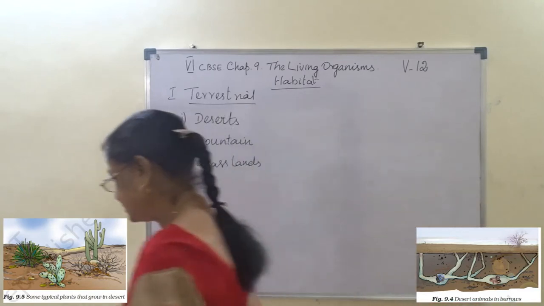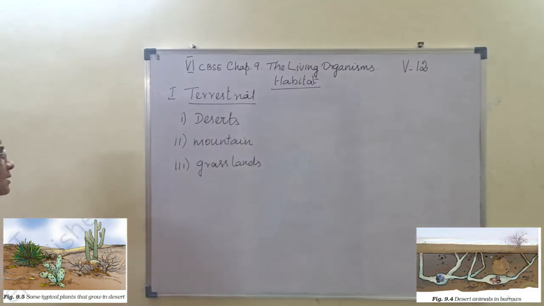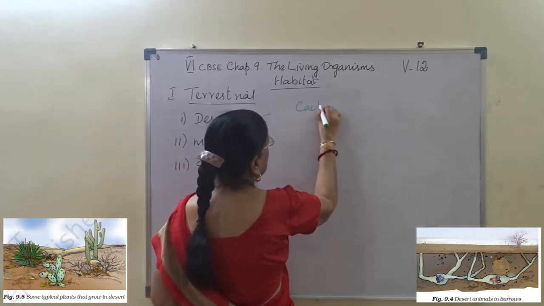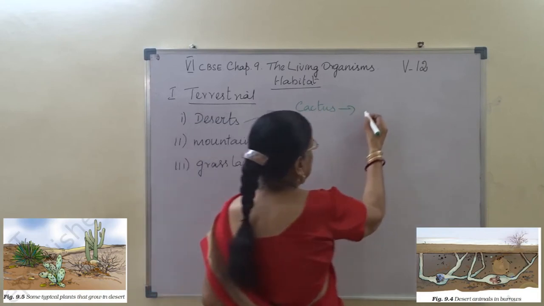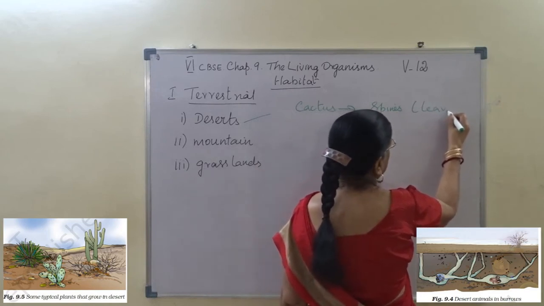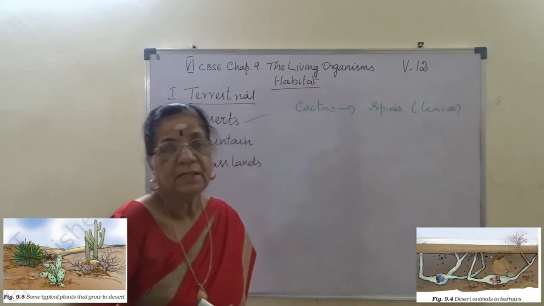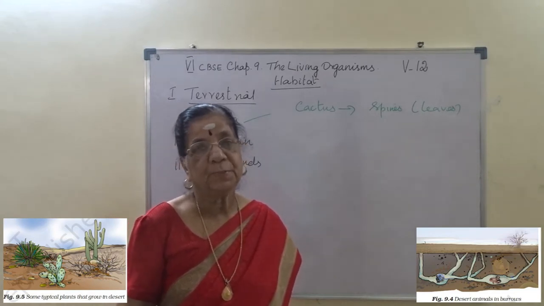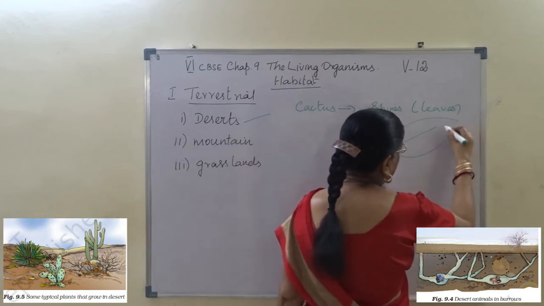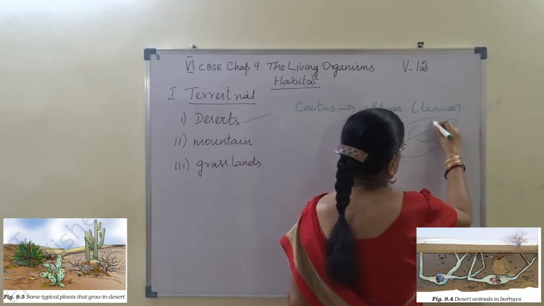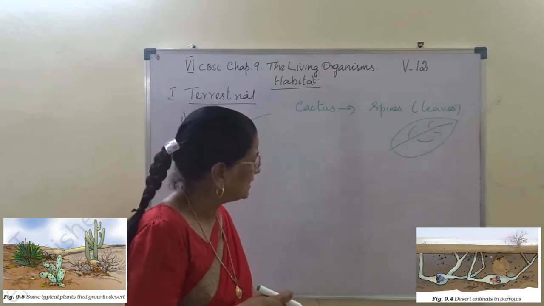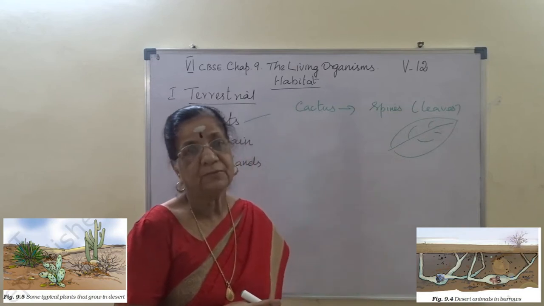Now this cactus plant in deserts, they have reduced leaves and these leaves are reduced to spines. In cactus plants, leaves are reduced to spines. Why so? Normally leaves will have a flat leaf lamina in plants living in normal temperature. So for that they can utilize their flat portion.